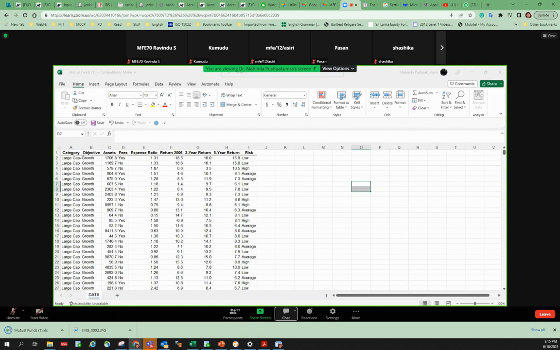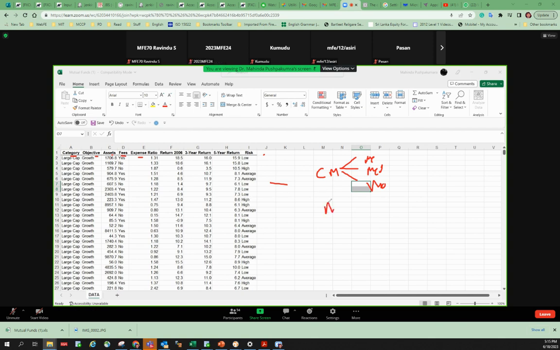Okay, your introduction to the data set: column 1 is category, then the objective of the fund, asset, P, expense ratio, return, 3-year return, 5-year return, and risk. Then we learn central tendency measures. Under this, we learn mainly 3 concepts: mean, median, and mode.